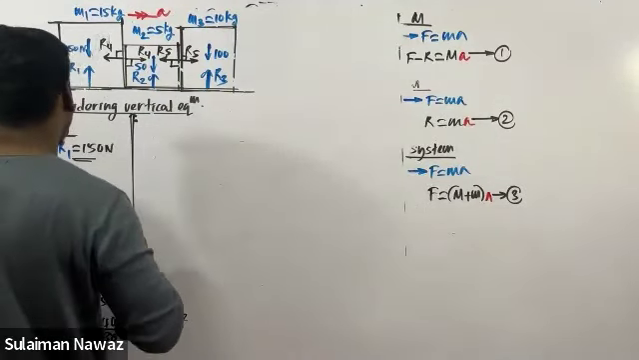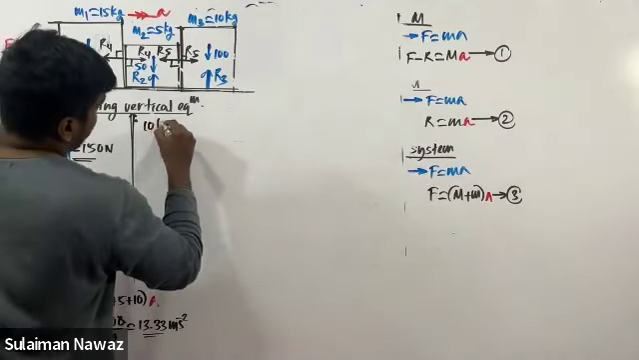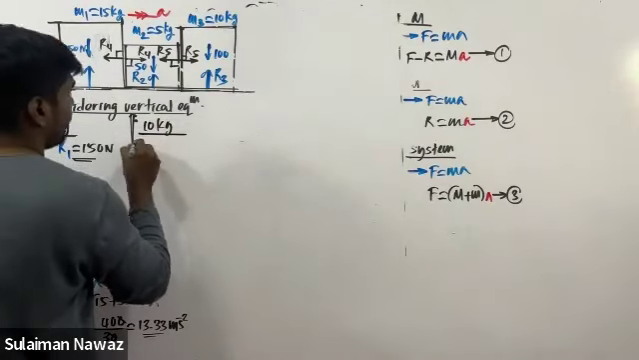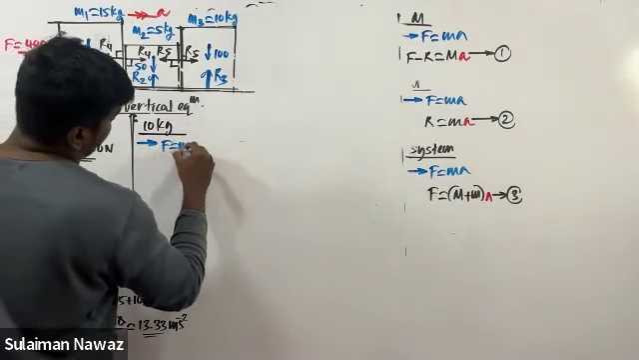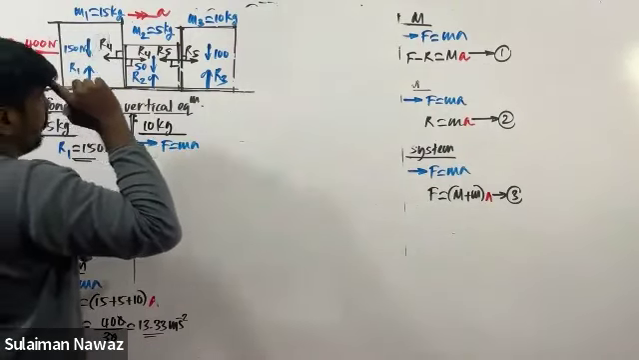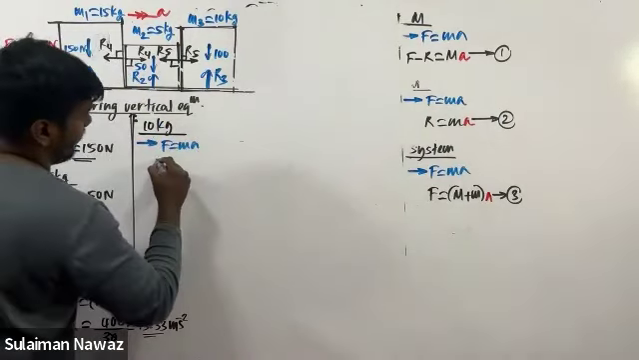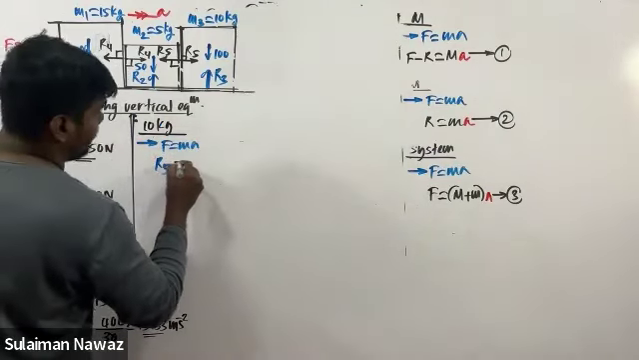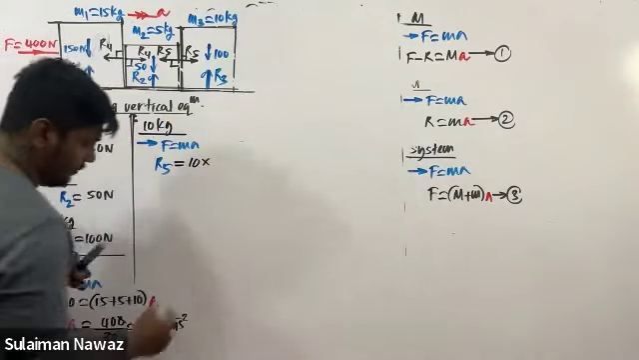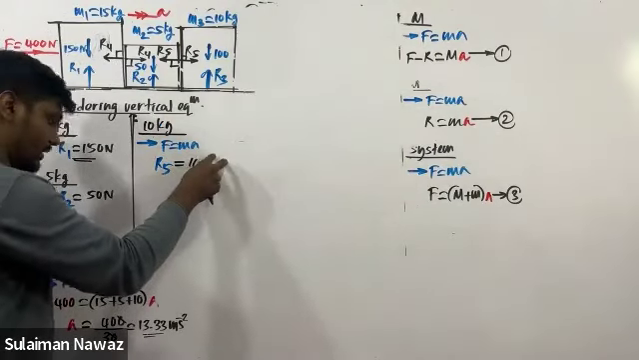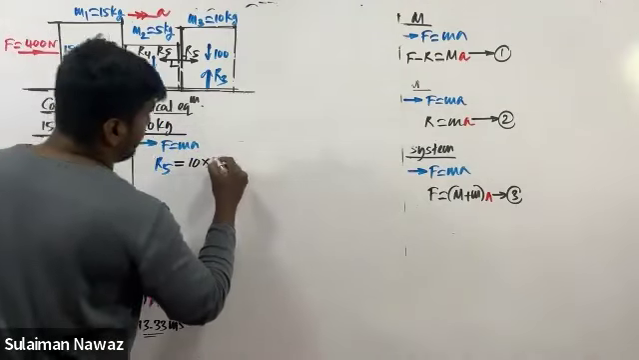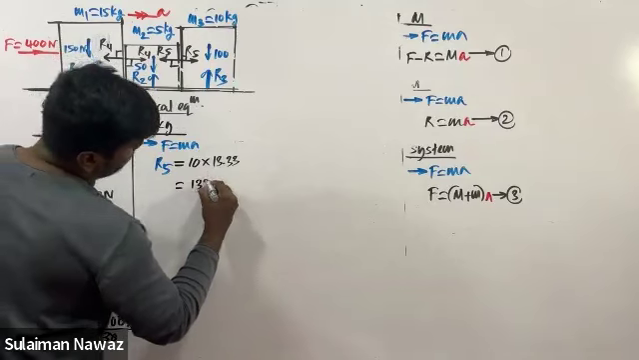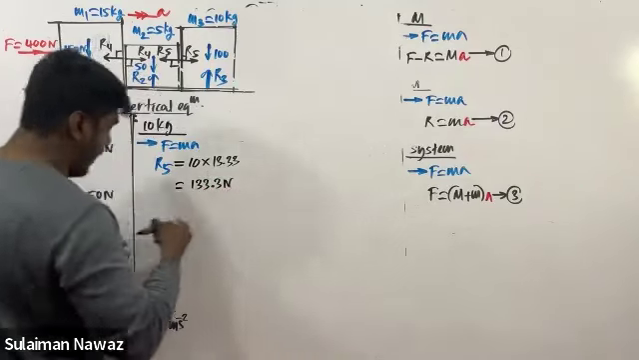I'm going to apply F equals MA for the 10 kilogram mass in the direction of motion. Then there is only one force, that is R5. The only horizontal force is R5, must be equal to mass of M3, 10, times acceleration, which I found is 13.33. You can substitute 13.33, and you'll end up with 133.3 newtons. That is your R5.